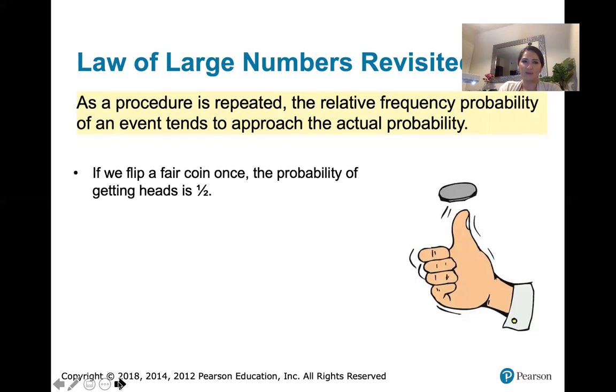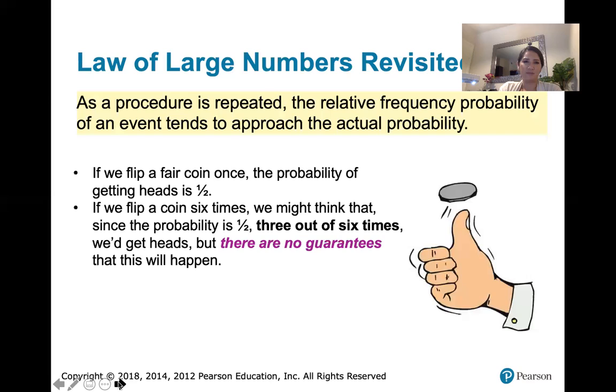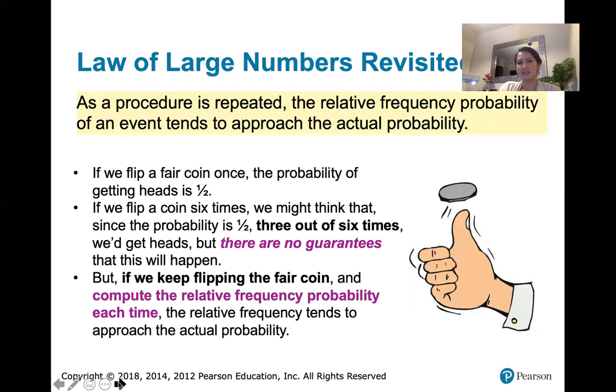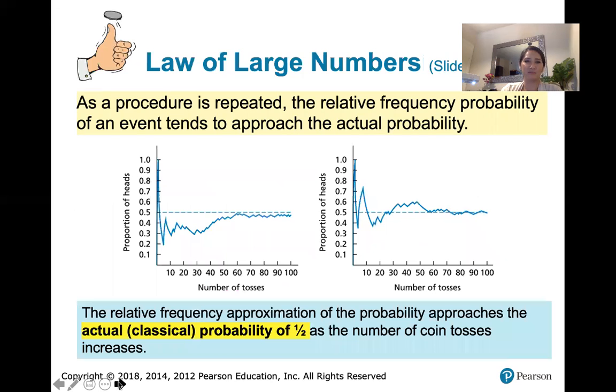For example, if we flip a fair coin just once, the probability of getting heads is 1 out of 2. Now, if we flip it 6 times, we might think that since the probability is 1/2, we'd get 3 heads out of 6, but there's no guarantee of that. But if we continue to do this over and over and over again, every time counting the number of heads we've gotten so far and looking at that ratio over a really long time, that relative frequency will tend to approach the actual probability, which is 1/2.